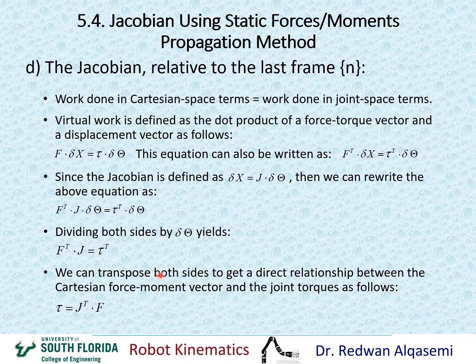Now we can transpose both sides. If we take the transpose of both sides, we can get a direct relationship between the Cartesian forces and moments vector and the joint torques vector at the joint level. So this equation gives me directly the transpose of the Jacobian, which is a relationship between the forces and moments at the end effector and the torques at the joint level.